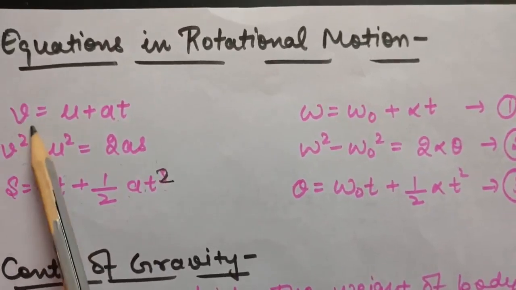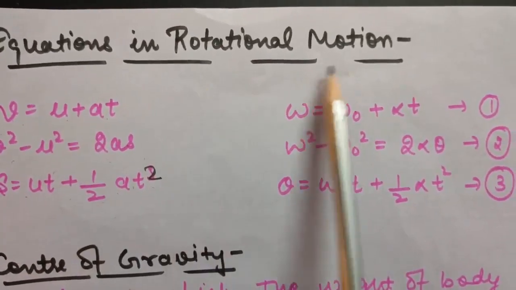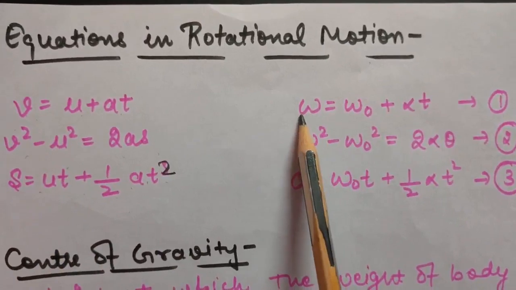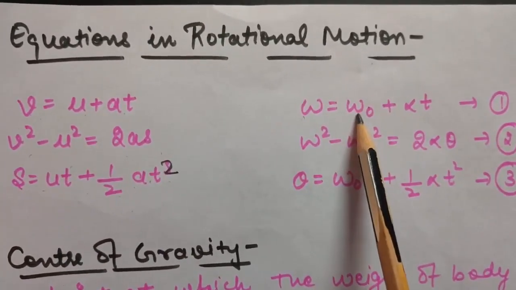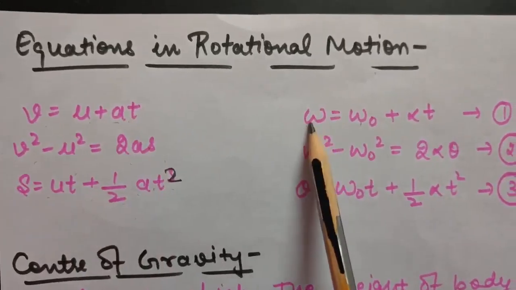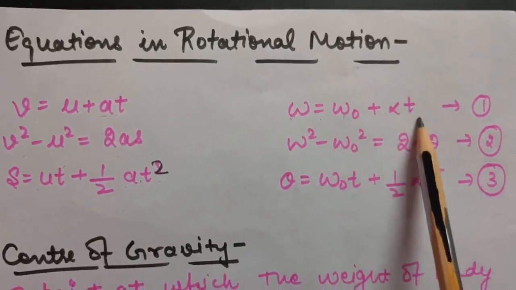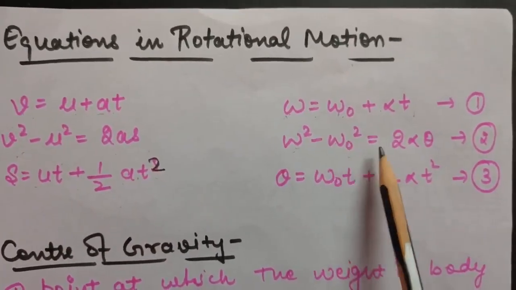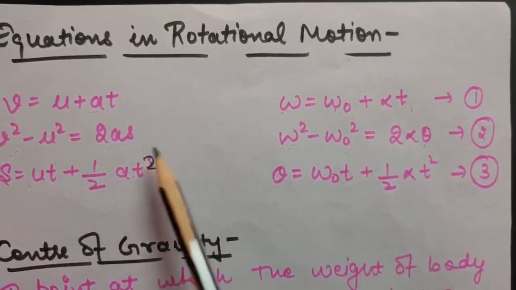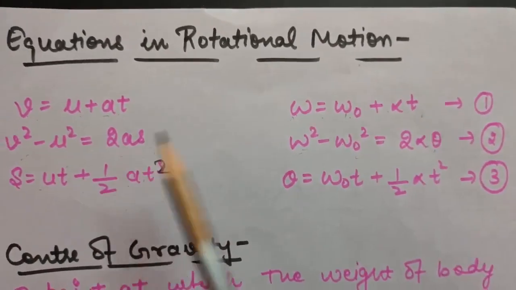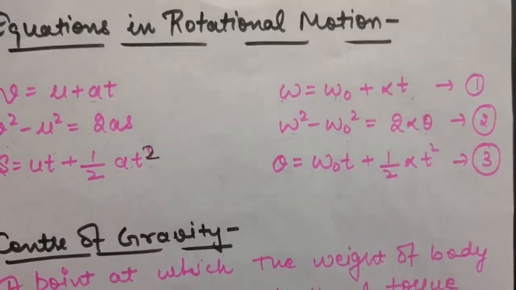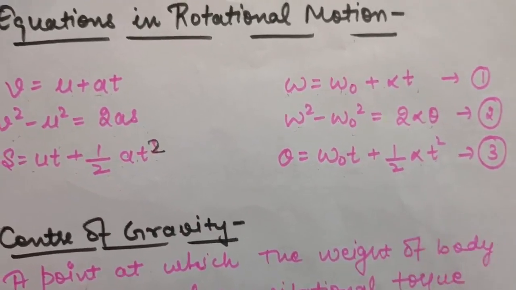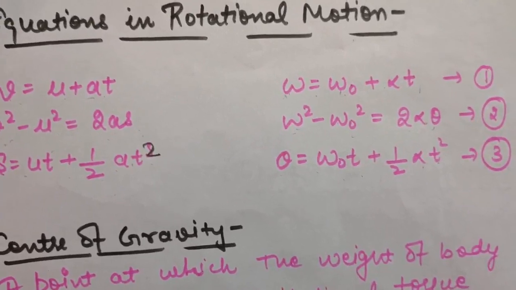For example, as you know, linear velocity in rotational motion is denoted by omega, that is angular velocity. So we are considering omega to be the final velocity and omega naught to be the initial velocity. So this equation can be written as omega equals omega naught plus alpha t. So this is your first equation. Second will be omega square minus omega naught square equals 2 alpha theta, because s is represented by theta and a is represented by alpha in rotational motion. Okay. Next one is theta equals omega naught t plus half alpha t square. So as you can see, all the three equations are exactly similar.